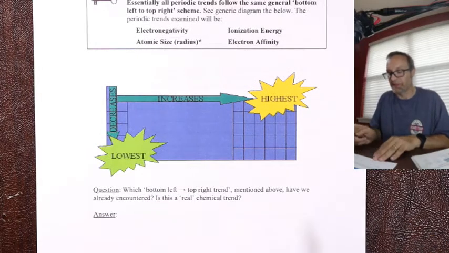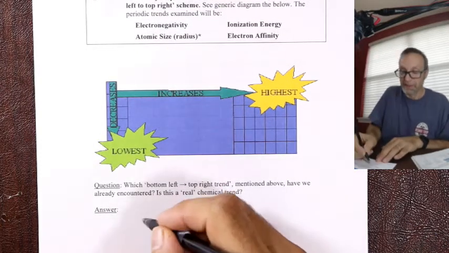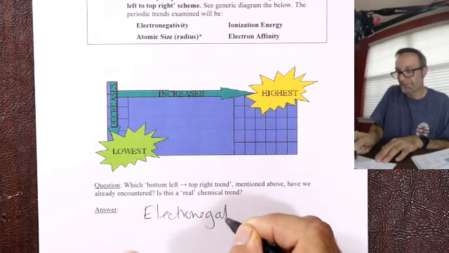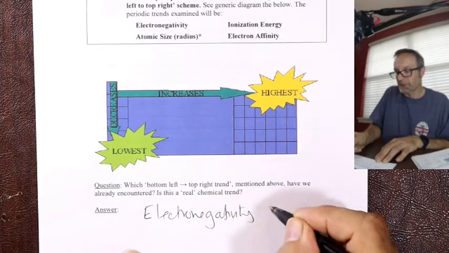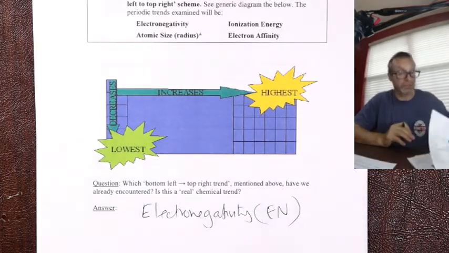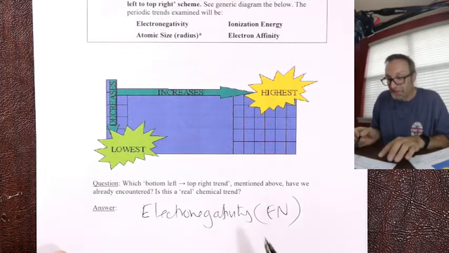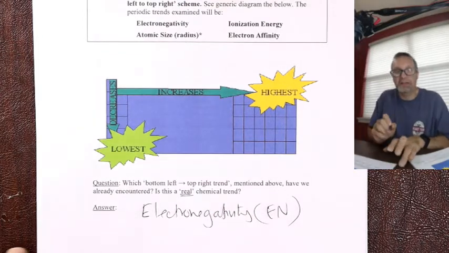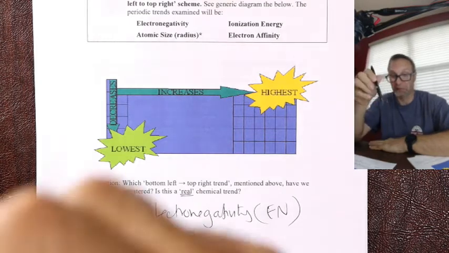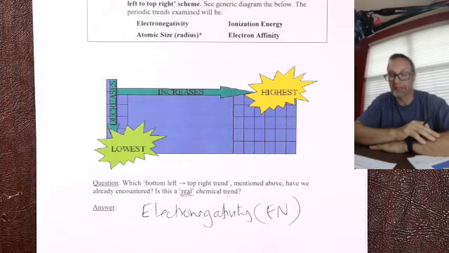So which bottom left, top right trend have we already encountered? Electronegativity. Let's call it EN from now on, because I don't like to write the big word. Okay, question, and it's an interesting question: is electronegativity real? In other words, is it something you can actually measure? Can I get a special probe, stick it into an atom, and find out its electronegativity?